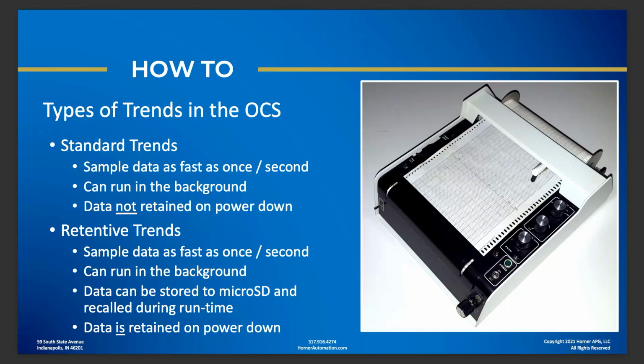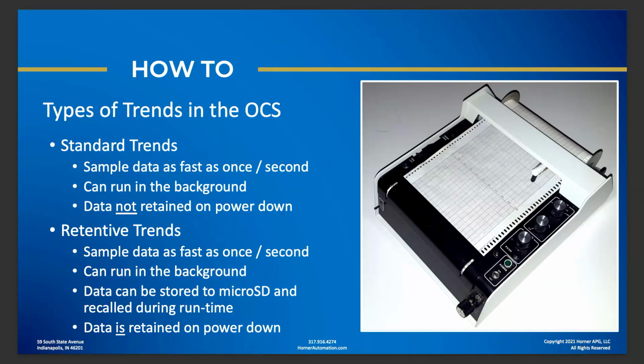Now, there are 4 different types of trend graphs in the OCS. We have standard trends, which basically can sample data as fast as once per second. Now, standard trends can run in the background. What does that mean? Well, it basically means that whether or not a trend is being displayed at any given moment or not, with a standard trend, you can configure it to be trending in the background.